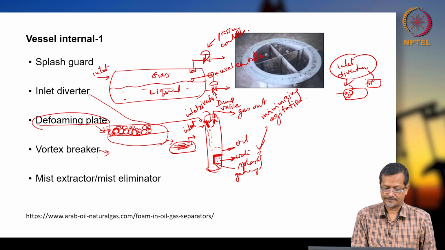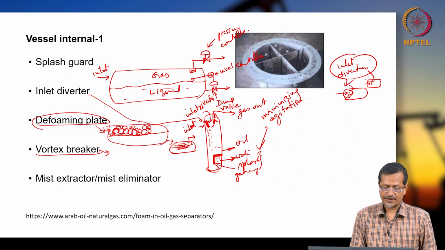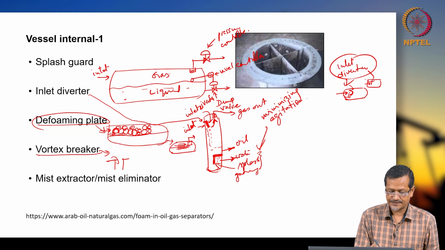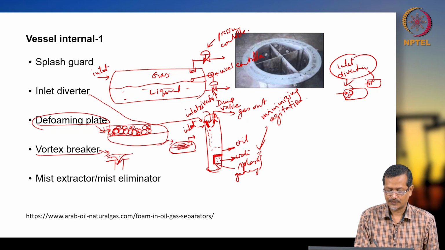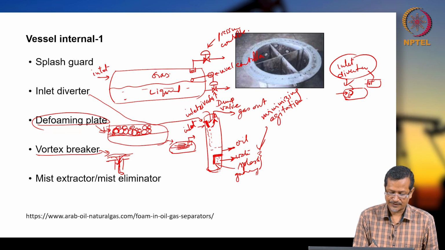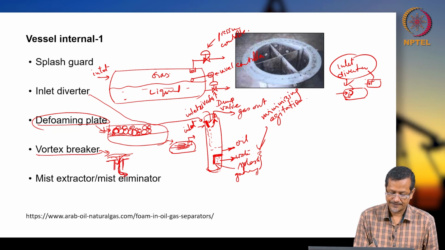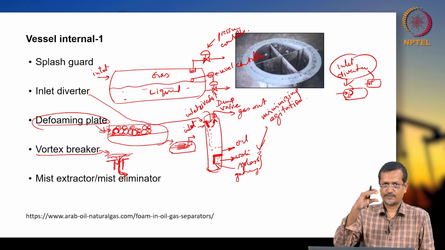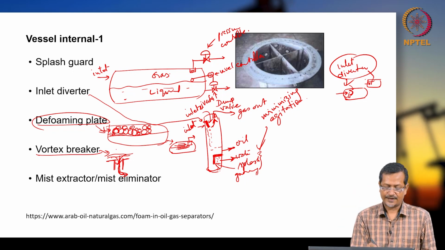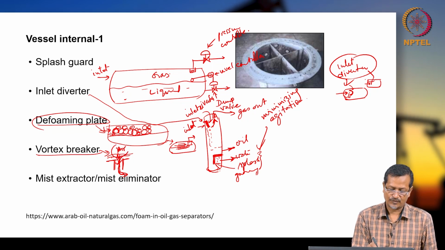Vortex breaker. What is a vortex breaker? If you have one pipe and water is being sucked through it, let us say the water level is here and water is going through this pipe. What happens if the water level is not so high is that it will create lots of vortex. When it creates a vortex, it will suck air.